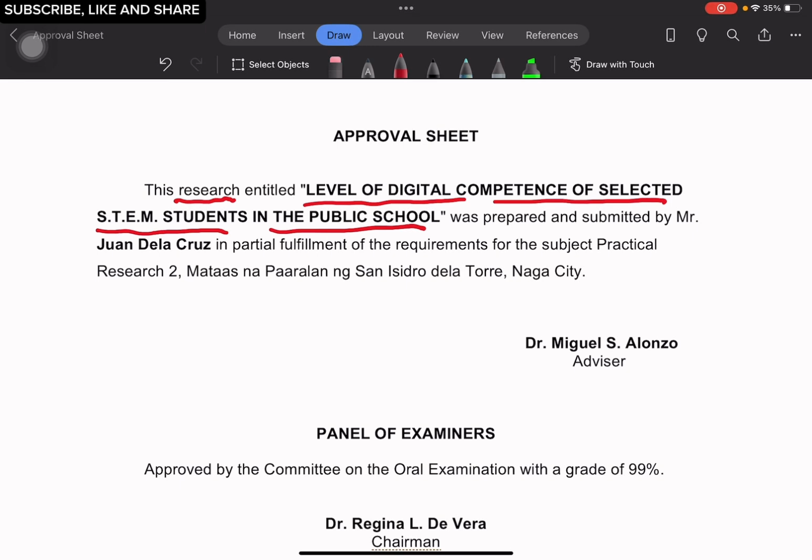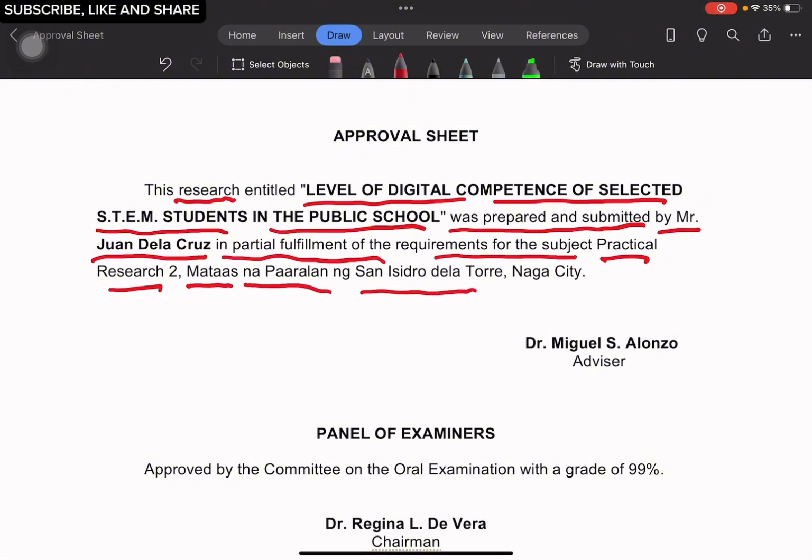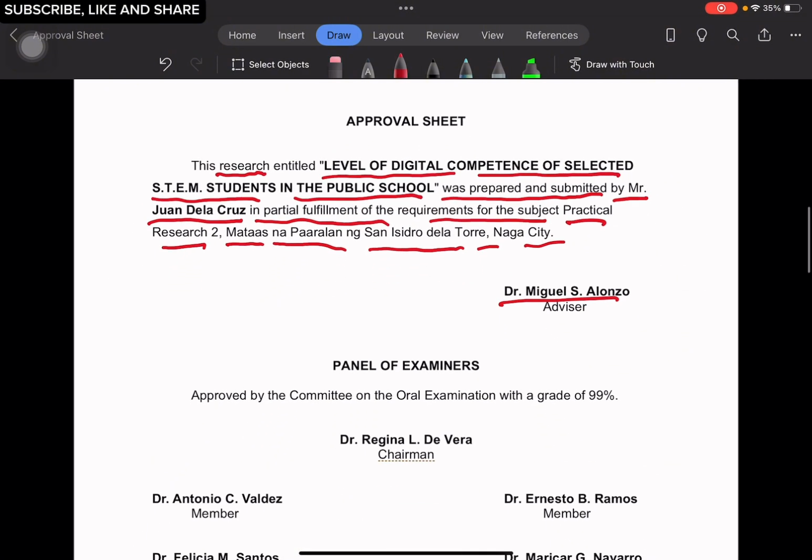So, was prepared and submitted by Mr. Juan de la Cruz, in bold. Okay, and then again, this is constant: in partial fulfillment of the requirements for the subject, Practical Research 2. Again, this is fictitious: Mataas na Paaralan ng San Isidro de la Torre, Naga City. And then the names are also fictitious for the sake of our discussion. So this is how your approval sheet will look like on the first part.